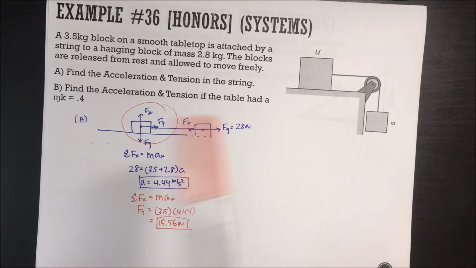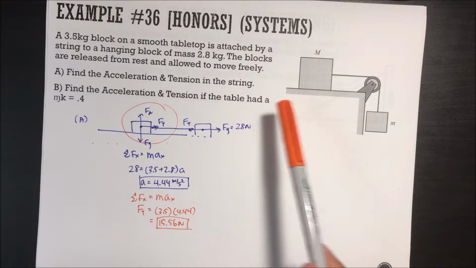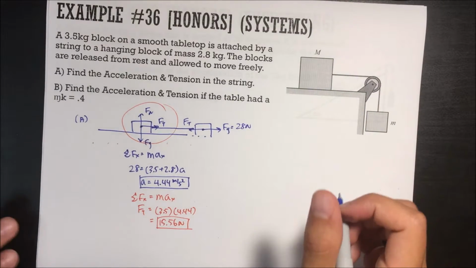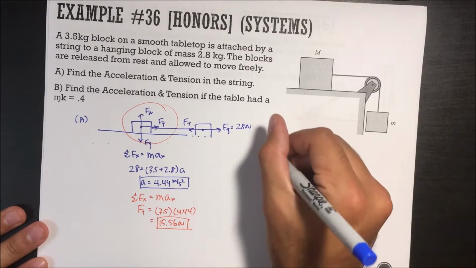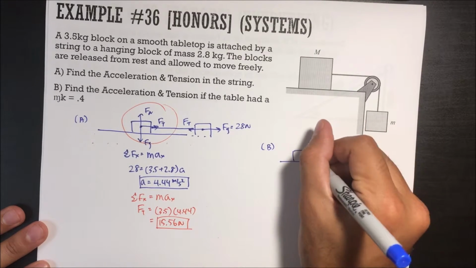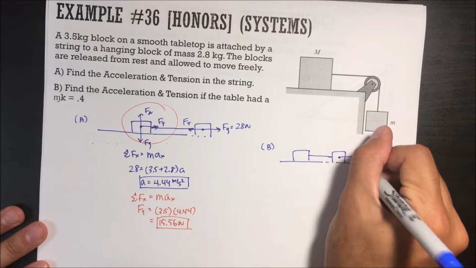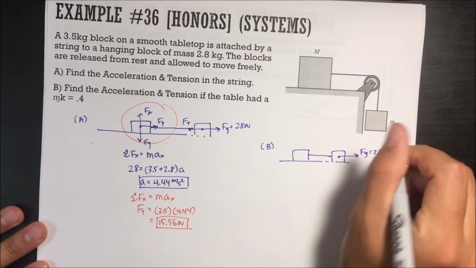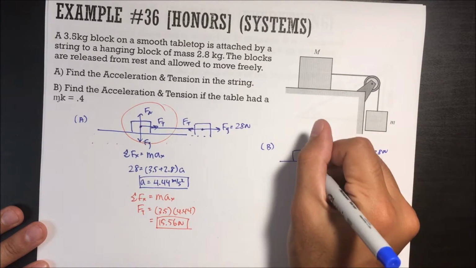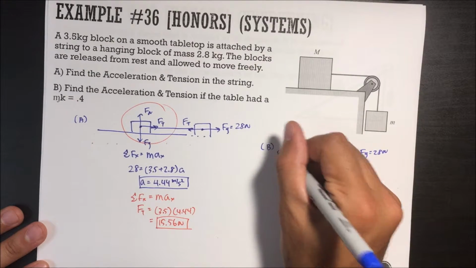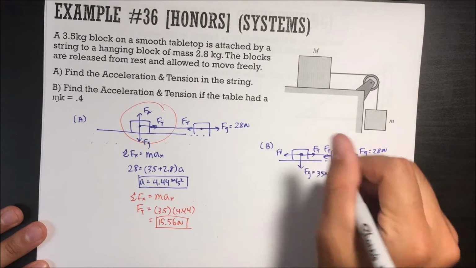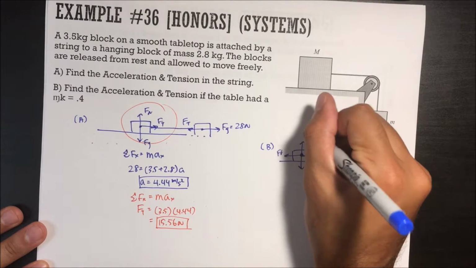Okay, part B is a little bit more confusing because it says find the acceleration and tension if the table had a coefficient of friction of 0.4. So this is where it gets a bit more confusing. It's going to be the same thing, except now we have friction, so let me just draw this out. Same kind of drawing, a lot of things are the same. Force of gravity equal to 28 newtons, force of tension, but now there's also force of friction. Force of gravity of this one, which is 35 newtons, and force normal, which is also 35 newtons.